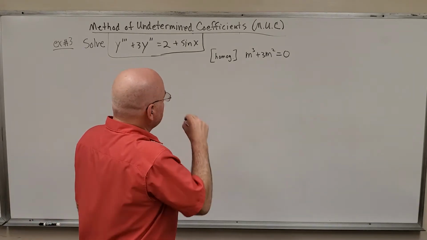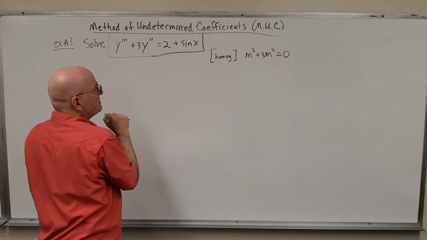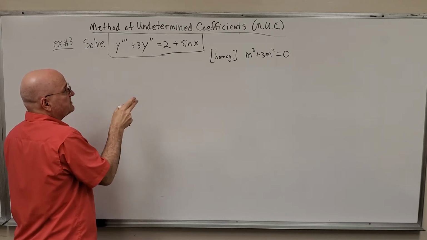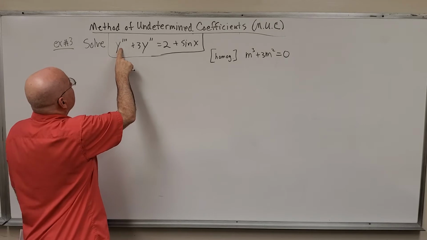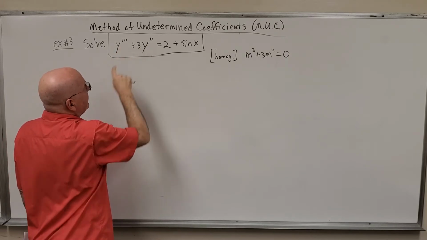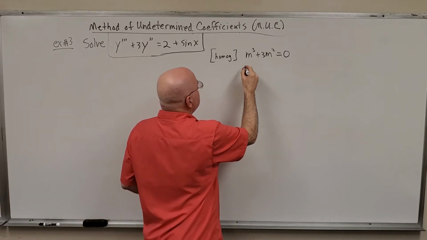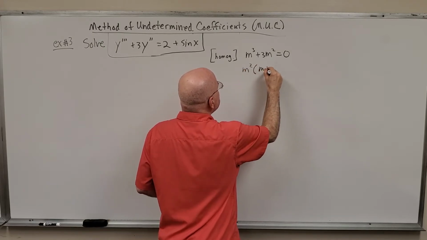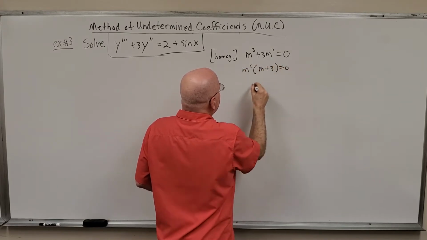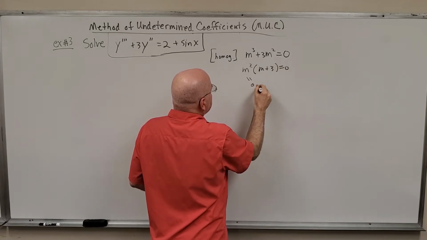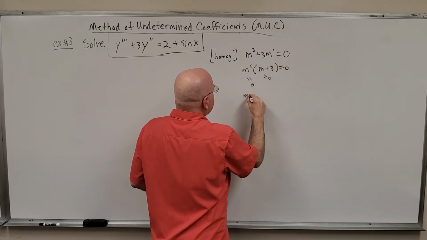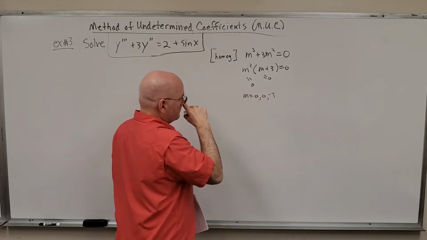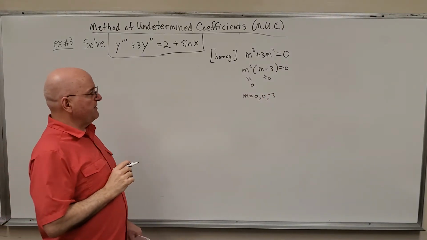So for the homogeneous solution, we take the characteristic polynomial and set it equal to 0. m cubed plus 3m squared equals 0. So that means we factor out an m squared. So we've got m equaling 0, 0, and negative 3. So 0 shows up twice. Let's deal with that first.